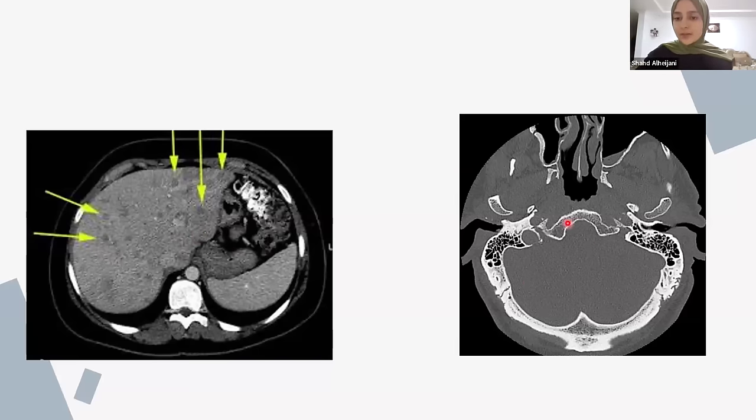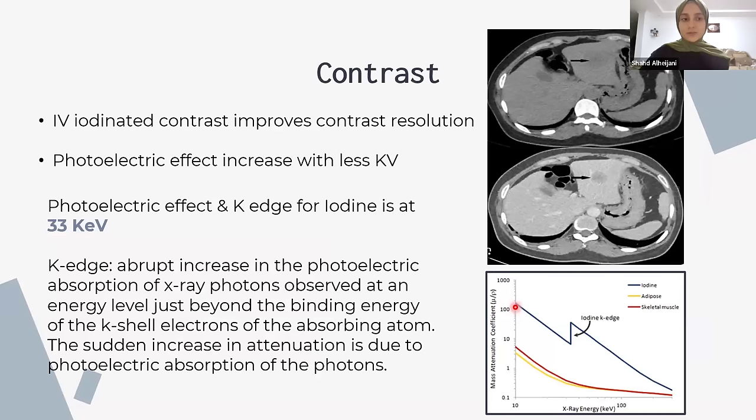The last one here, which window is this? This is the bone window. We said the window is where you can focus the most. So here you focus the most on the skull. You focus on the bones. So this is the bone window. If you have any fracture, any abnormality in the bones, you can see it the clearest. So that is it for windows.